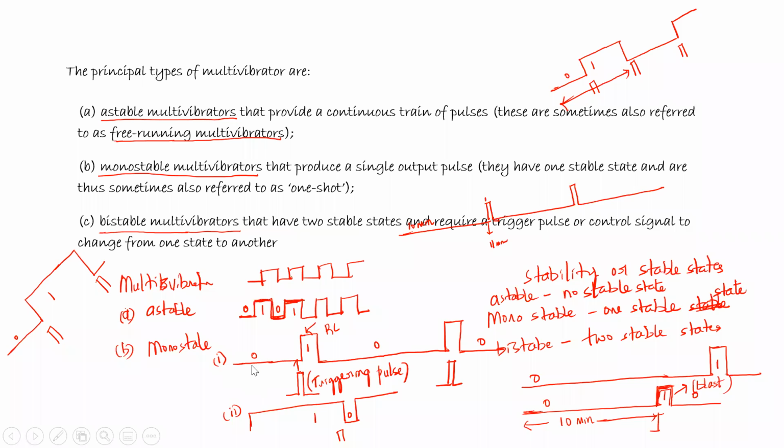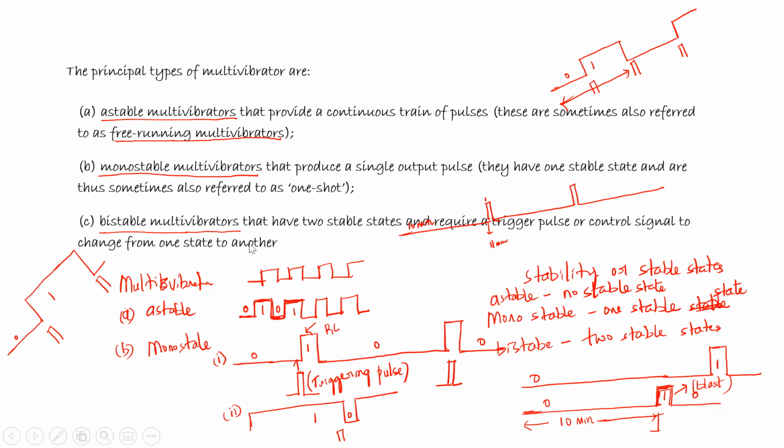Any one state can be stable. It's not that both 0 and 1 have to be stable, or that only 0 has to be stable and 1 has to be unstable. No, it's not like that. Any state can be stable, or any state can be unstable, in a monostable multivibrator. I hope it's clear to you now.